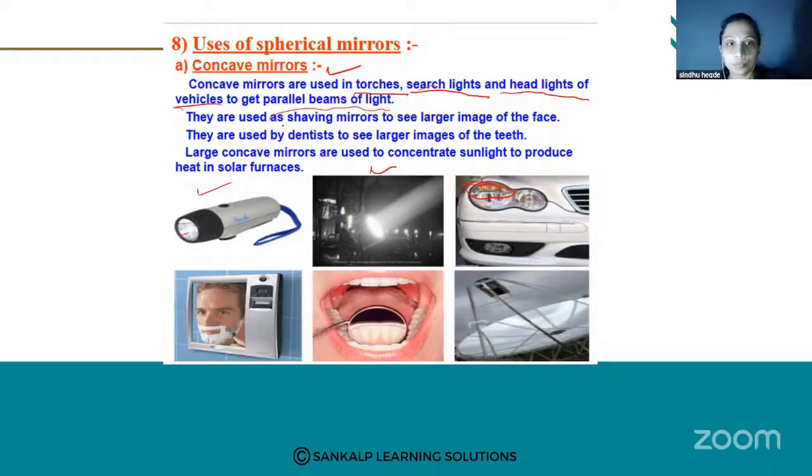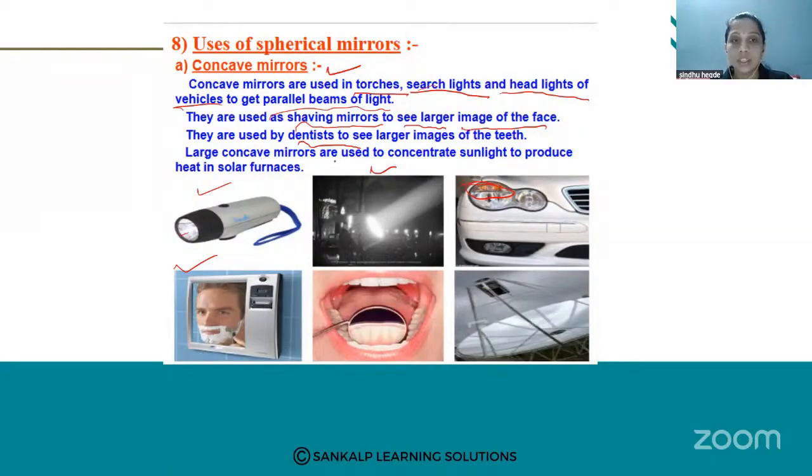Okay. Next, again, it is used in shaving mirrors. Why? Because it gives a larger image of the face. That's why we use it in shaving mirrors. The next use of this concave mirror is by dentists. Dentists use this type of mirror because they can see a larger image of your teeth by using this type of mirror. Okay.